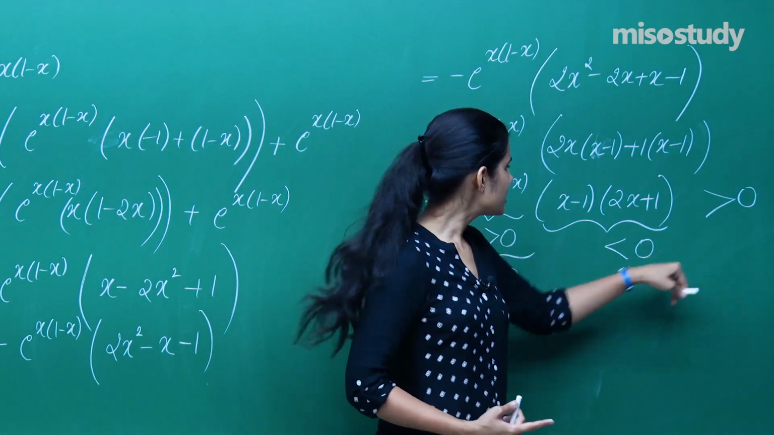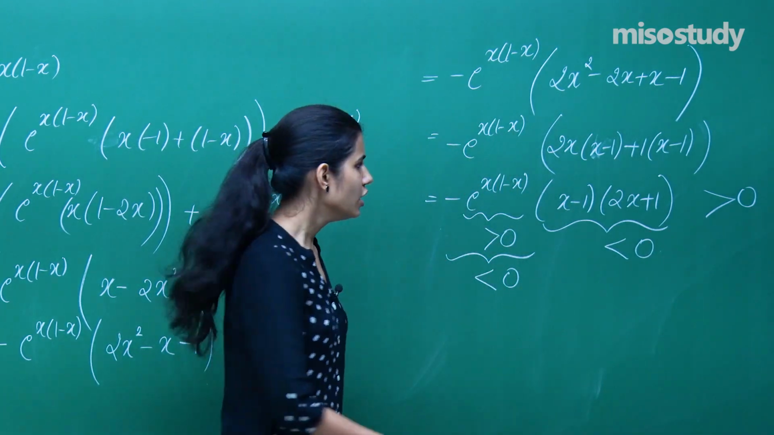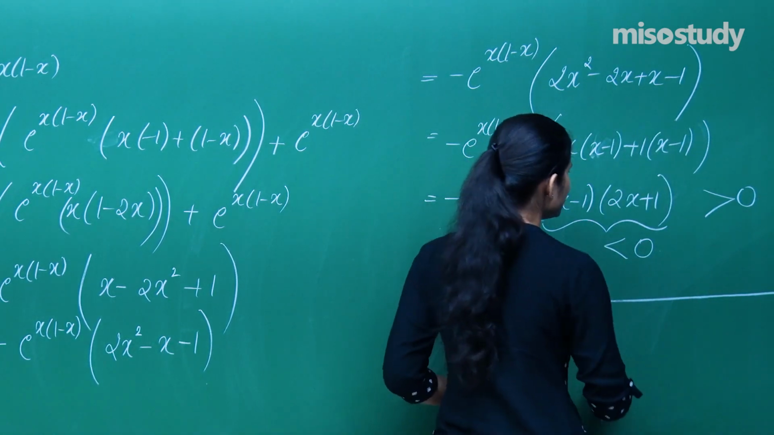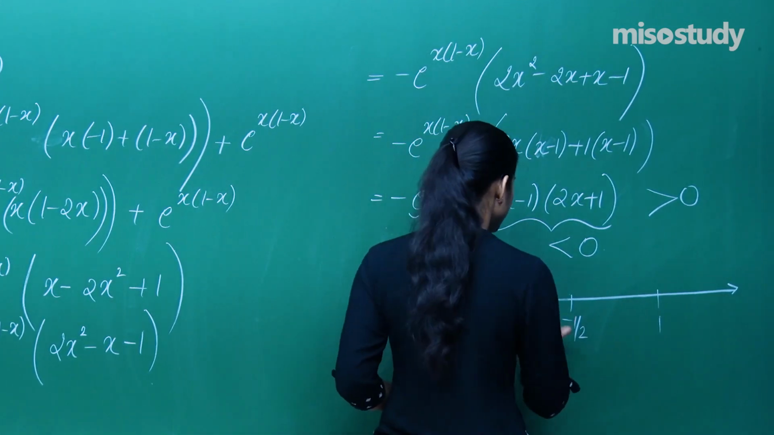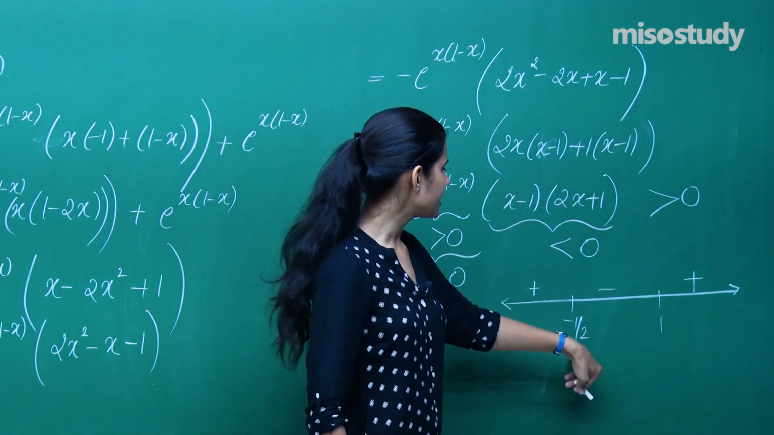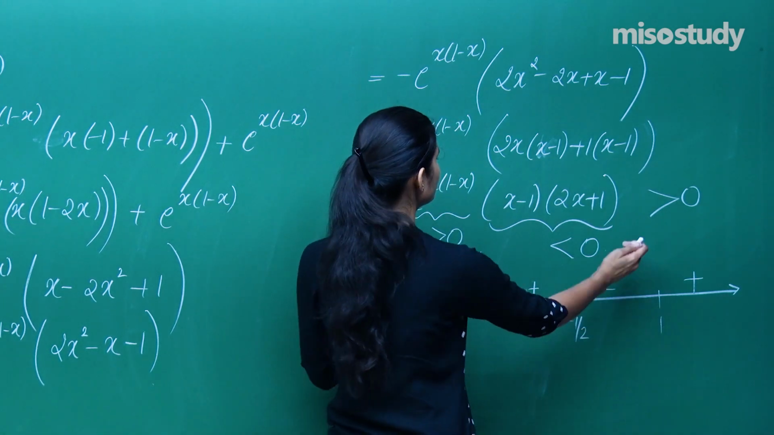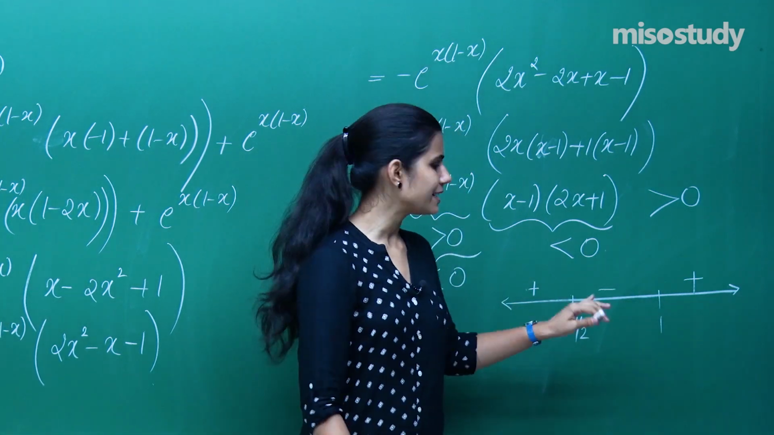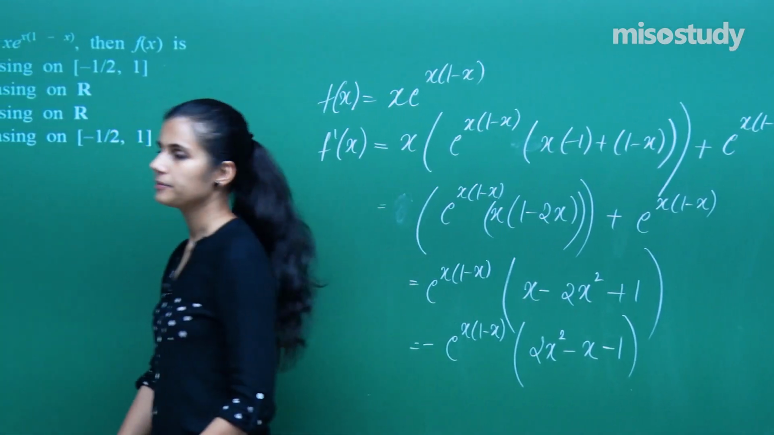So, what are the places where this is negative? At those places f dash x is positive and hence f is increasing. So, what are the places at which this is negative? This is what? 1 and minus 1 by 2. You will be able to see here it is positive, here it is negative, here it is positive. So, this expression is negative in this interval minus 1 by 2 to 1, and hence in minus 1 by 2 to 1 this entire expression is positive, that is f dash x is positive in the interval minus 1 by 2 to 1 and f is increasing therefore in minus 1 by 2 to 1.